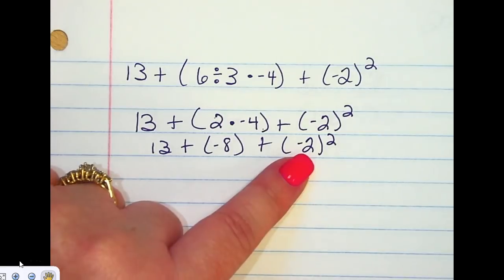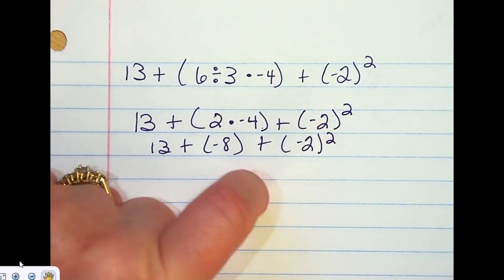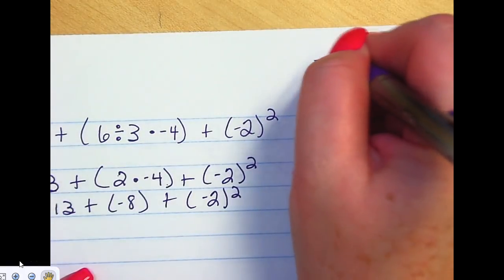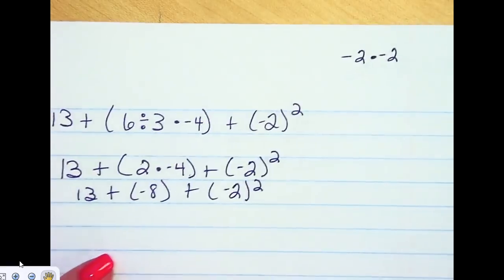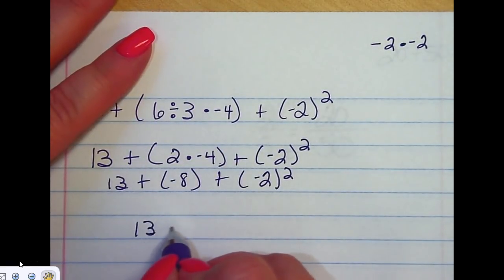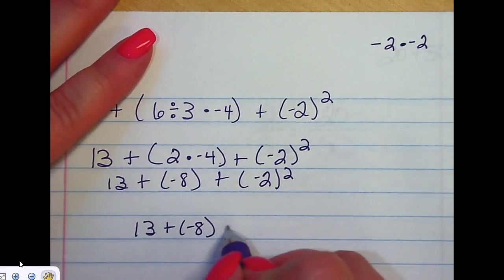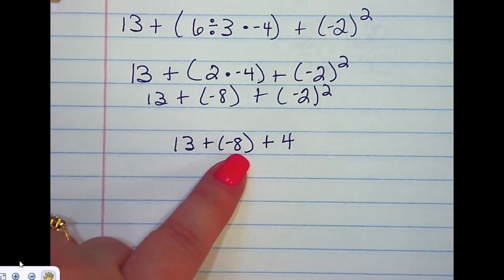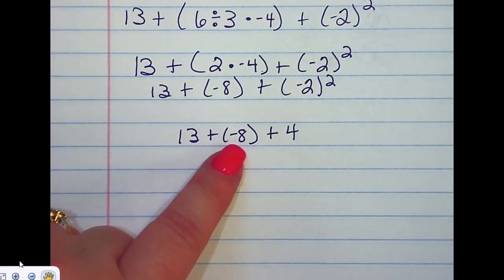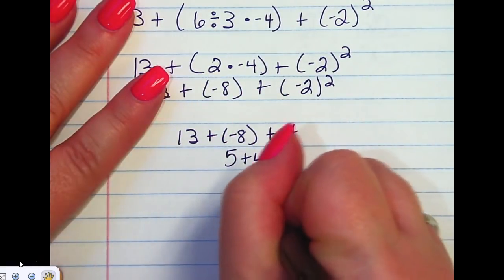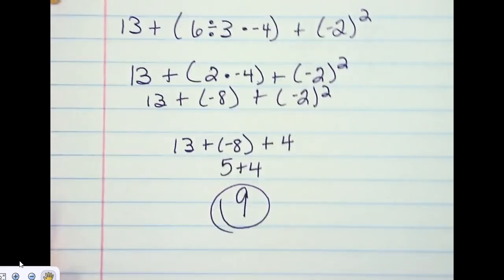So after parentheses, what's the next step? Exponent. What is negative 2 to the second power? What does that mean? It means negative 2 times negative 2. And what do you get? Positive 4. A negative times a negative is a positive. 13 plus negative 8 plus 4. And so 13 minus 8, 5. And 5 plus 4 is 9. Your answer to the second problem is 9.